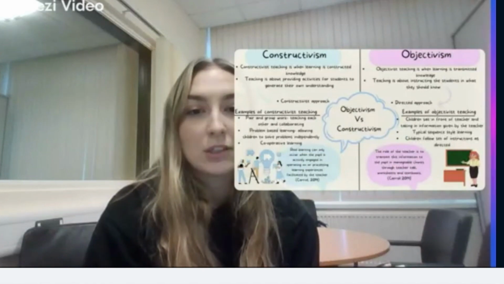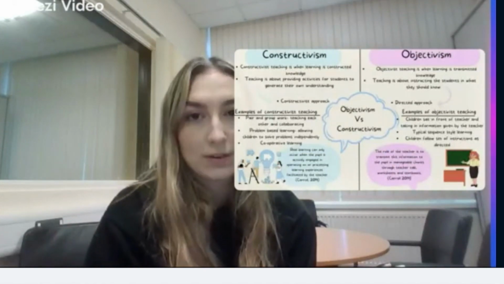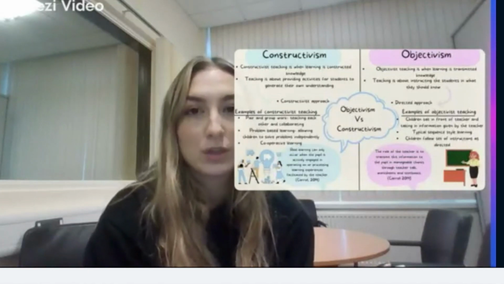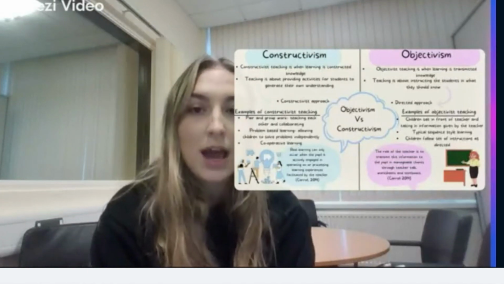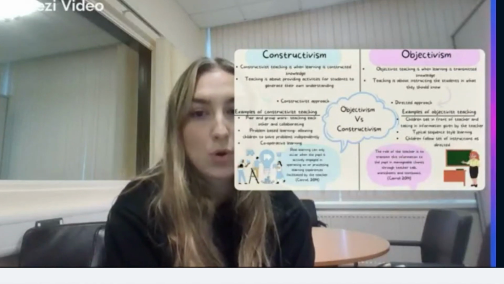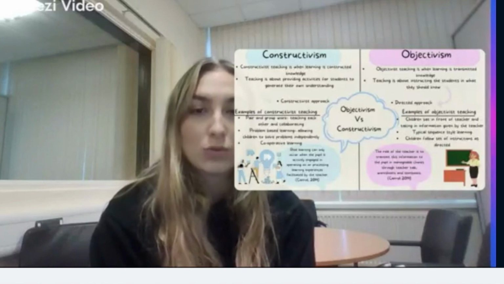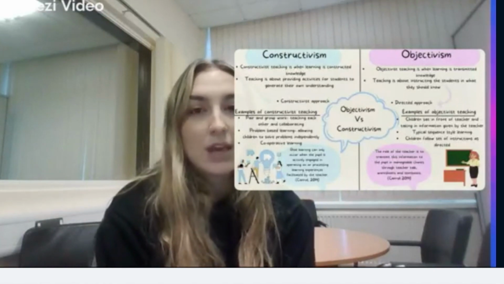Objectivist teaching follows a directed approach with the teacher stood at the front of the class transmitting the knowledge to students with the expectation that the students will absorb all of that information. And constructivism is a more free approach with the children allowed to generate their own knowledge and understanding.